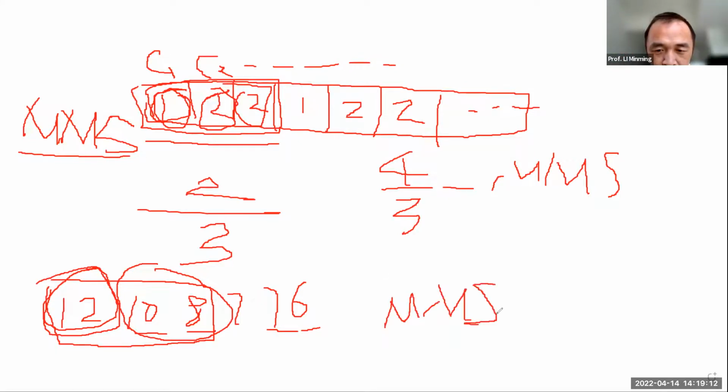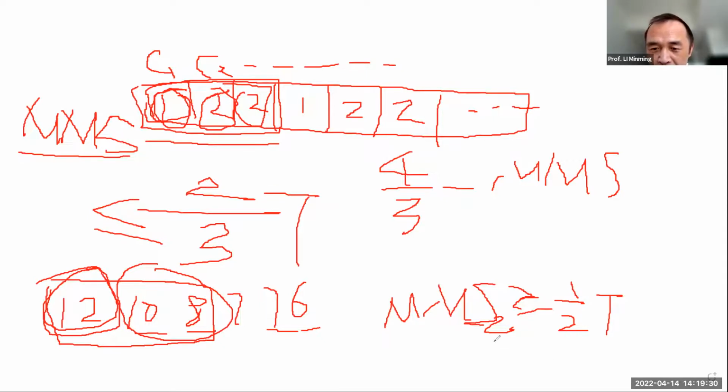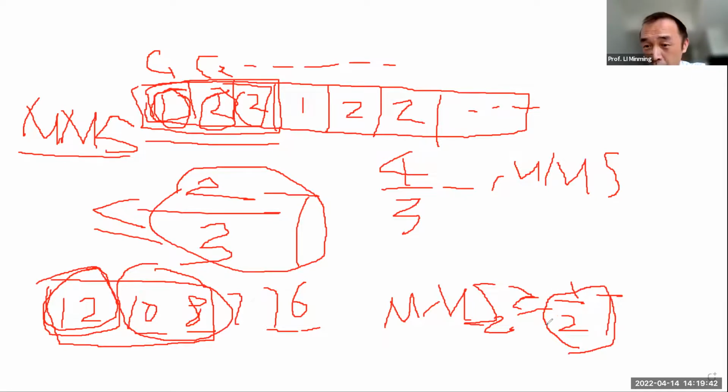So MMS2 is at least half the total. I use T, okay? Half T. Now you see, the cost agent 2 gets is at most 2/3 T, and MMS2 is at least half T. So what's the ratio? This divided by this is exactly 4/3, right? So like Siri wrote, this gives us a 4/3 approximation.